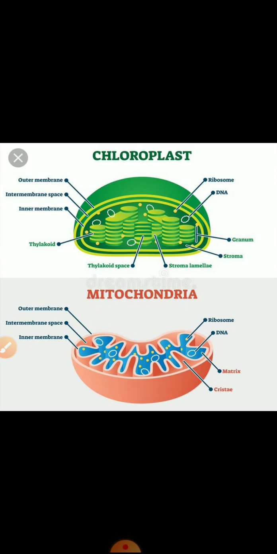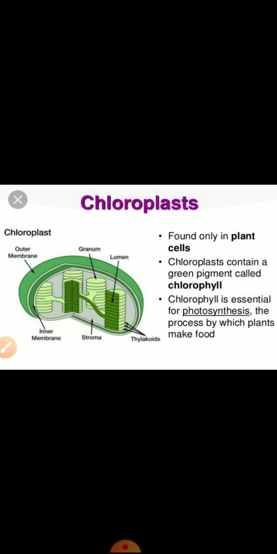Though chloroplast is one of many organelles, like mitochondria, which is important for energy production, chloroplast is present only in plant cells. Chloroplast is absent in animal cells. Structure of chloroplast: it is found only in plant cells. Chloroplasts contain a green pigment called chlorophyll. Chlorophyll is essential for photosynthesis, the process by which plants make food.